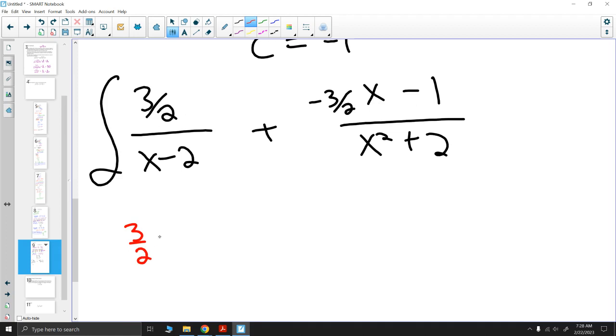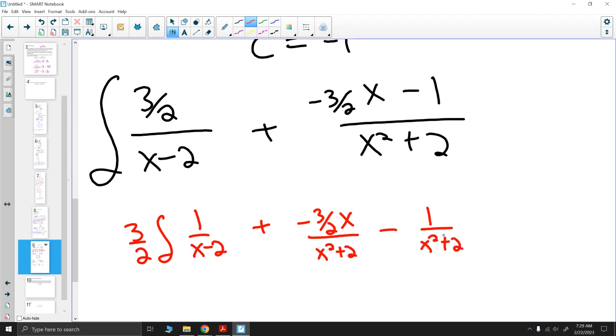I'm going to pull this 3 halves out. It's integral 1 over x minus 2 while we're at it. So essentially, if you remember, whenever we have a fraction where the top is separated by a plus or minus, we can split it at that plus or minus. So I'm going to say plus negative 3 halves x over x squared plus 2 minus 1 over x squared plus 2. So that's what I'm doing, is splitting it. The bottoms we can't split, but the tops we can, because we can add these back together since they have common denominators.